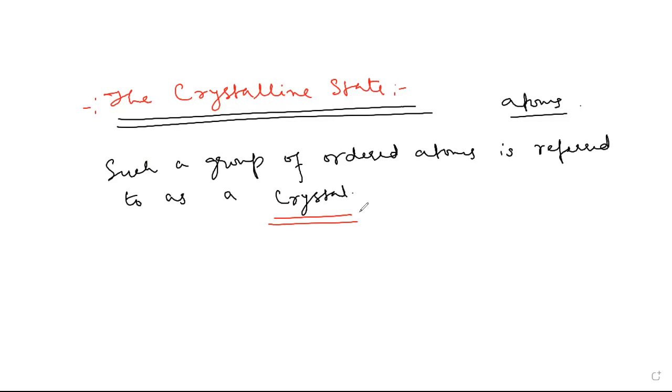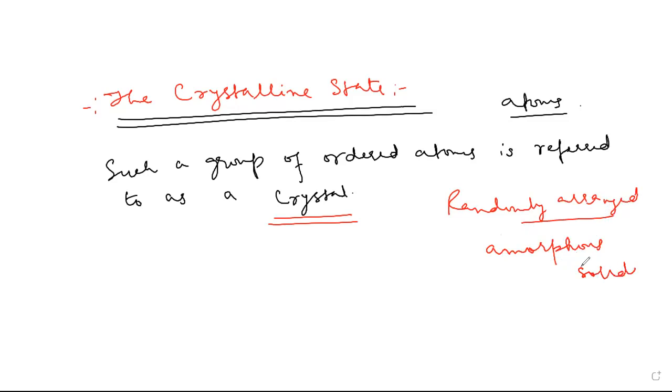And in some solids, atoms are randomly arranged, right? That is, crystalline structure is absent in some solids, right? And such non-crystalline solids are called amorphous solids, right? So when we say we have an amorphous solid, by that we mean in this solid, atoms are randomly arranged, crystalline structure is absent in this solid, right?